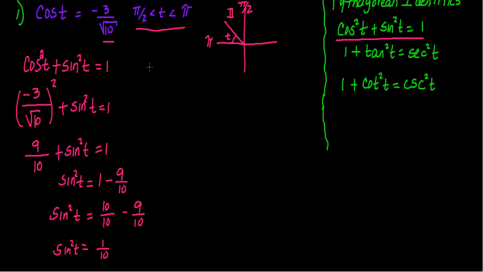But I don't want sine squared of t. I want sine of t. So that means I have to take the square root on both sides. And when I take the square root, I'll have the positive and the negative values, plus or minus. But since I know I'm in quadrant 2, I know that the sine function has to have a positive sign. So I will use only the positive.